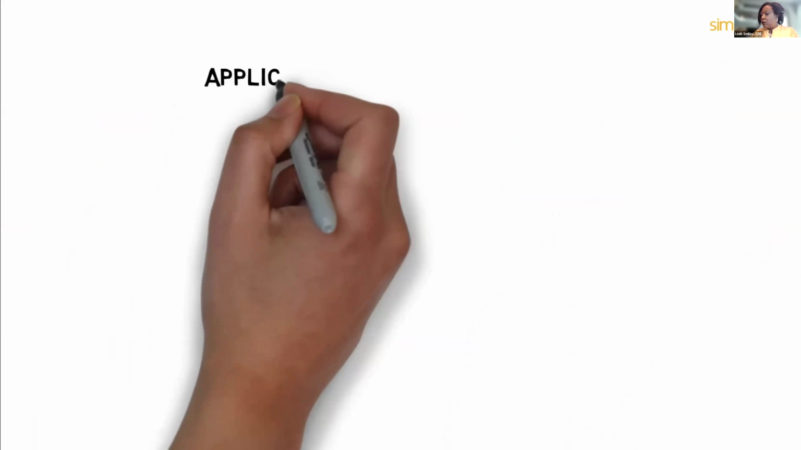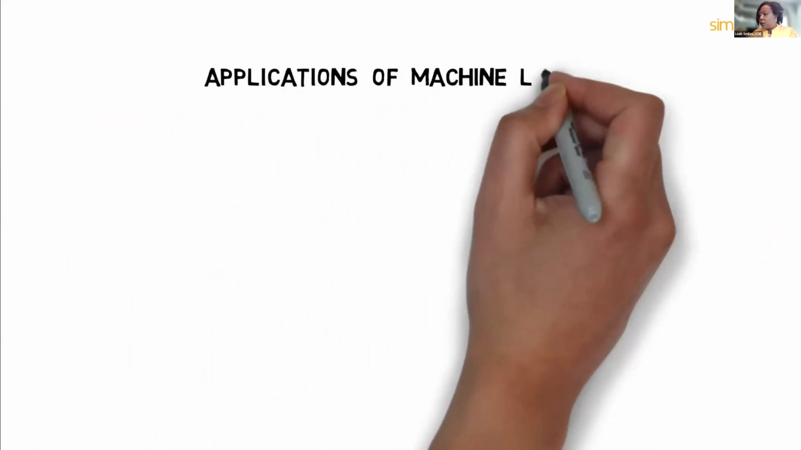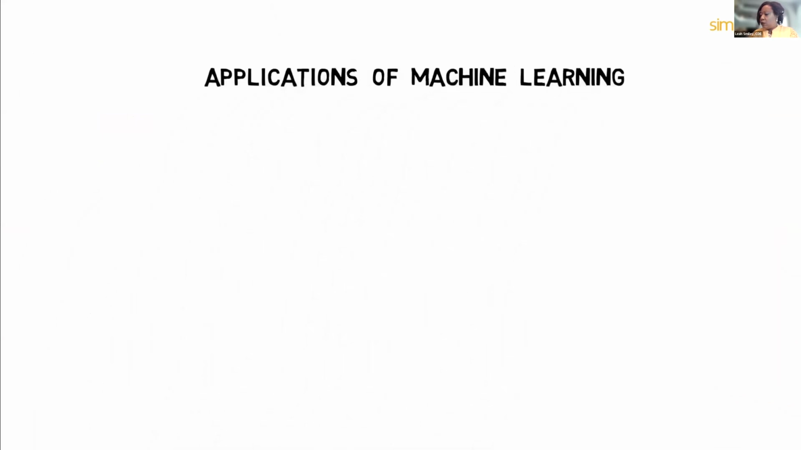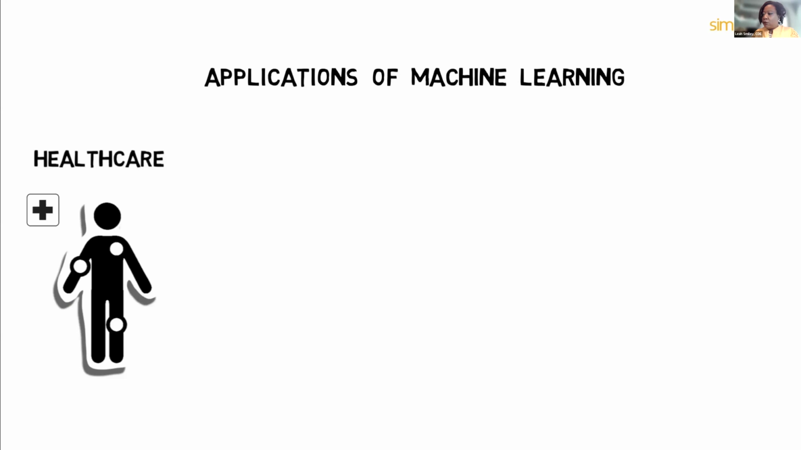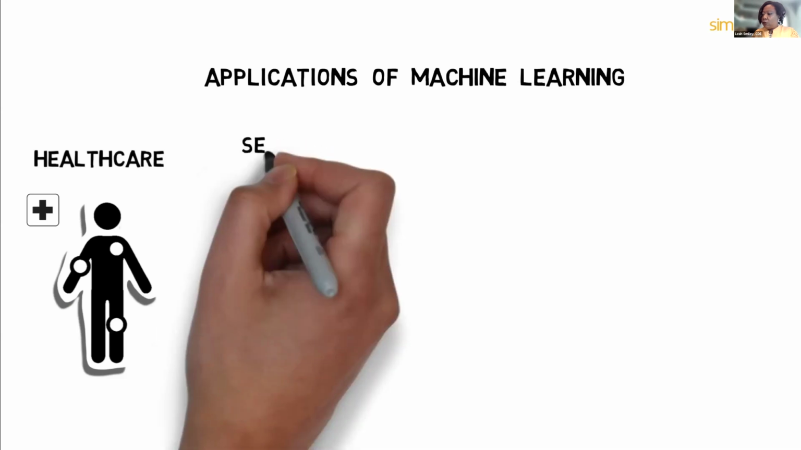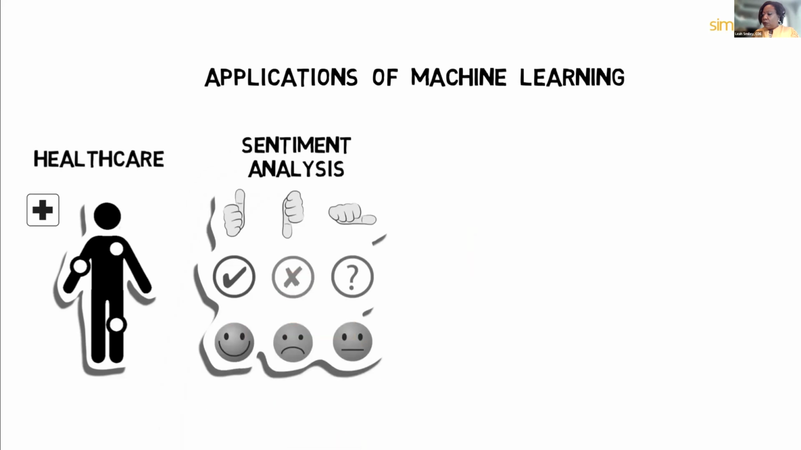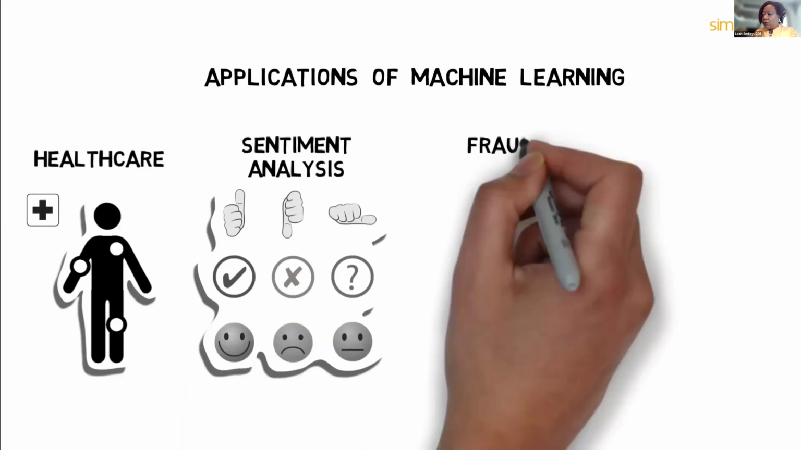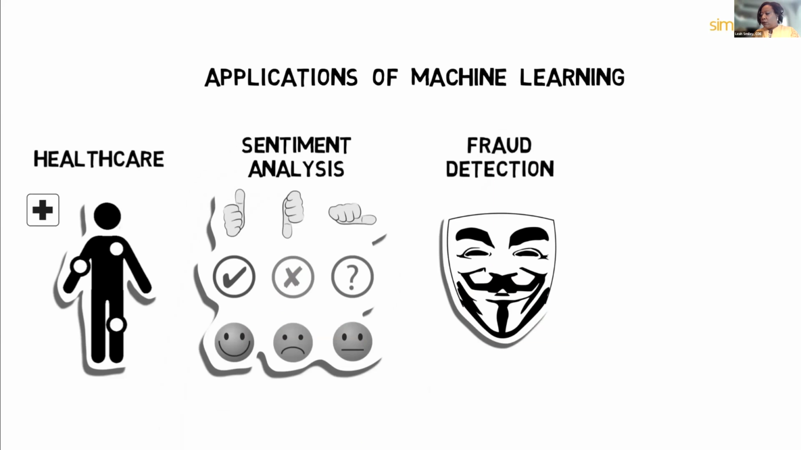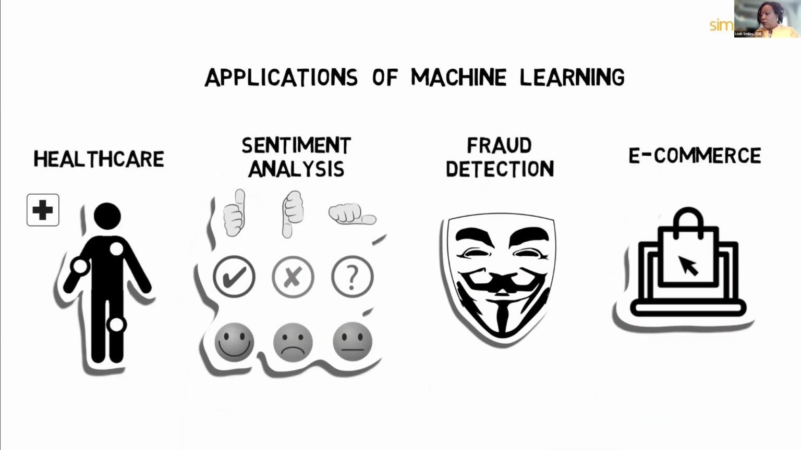So there are a lot of applications of machine learning out there. To name a few, machine learning is used in healthcare where diagnostics are predicted for doctors' review. The sentiment analysis that the tech giants are doing on social media is another interesting application of machine learning. Fraud detection in the finance sector and also to predict customer churn in the e-commerce sector.